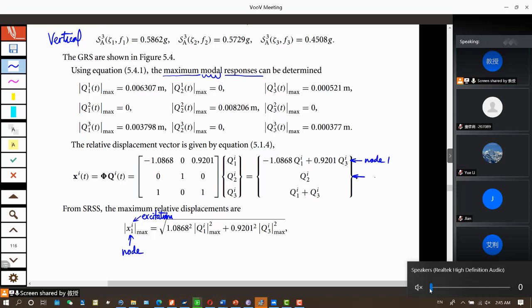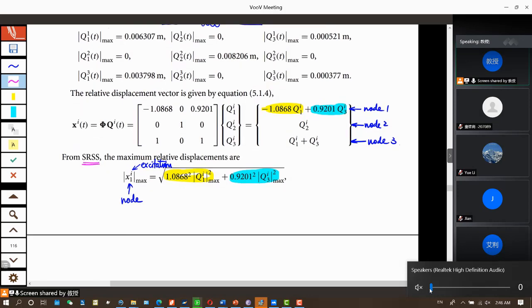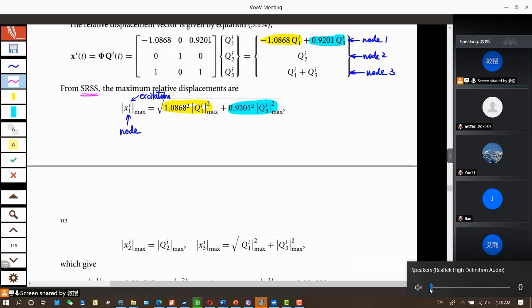Node 2, we only have one term, so that's fine. We only have one term, so x2 maximum is q2 maximum. And node 3, we have this. Okay, so use SRSS, this squared plus this squared. Now we can evaluate each one for each direction. This one is for direction 1 and the 3 nodes. Direction 2, direction 3.